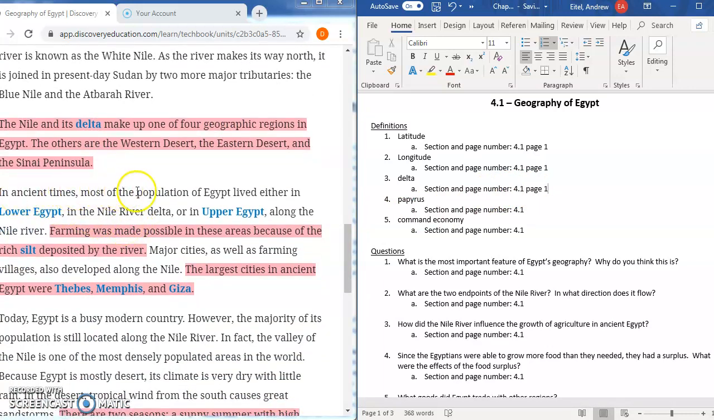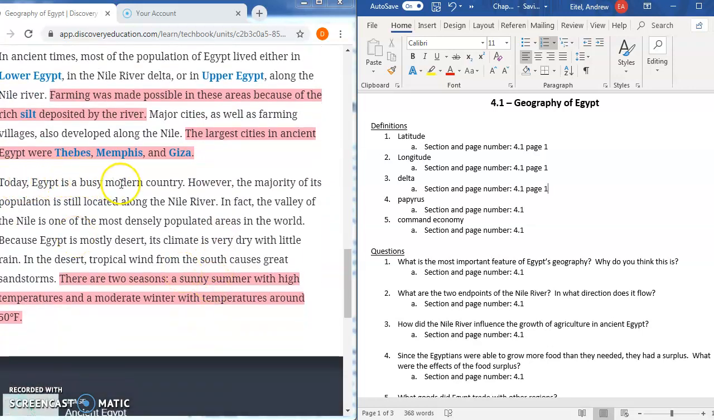In ancient times, most of the population of Egypt lived in either Lower Egypt, the Nile River Delta, or in Upper Egypt along the Nile River itself. Farming was made possible in these areas because of the rich silt deposited by the river. Major cities as well as farming villages also developed along the Nile. The largest cities in ancient Egypt were Thebes, Memphis, and Giza.